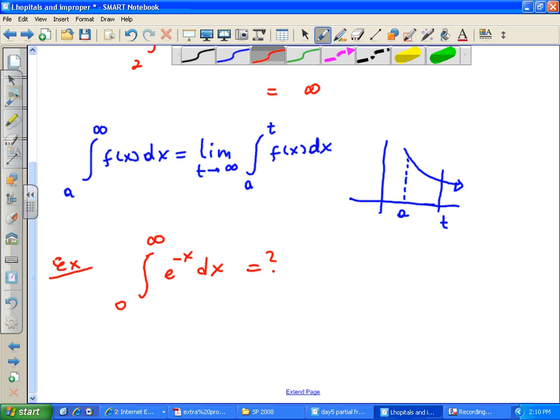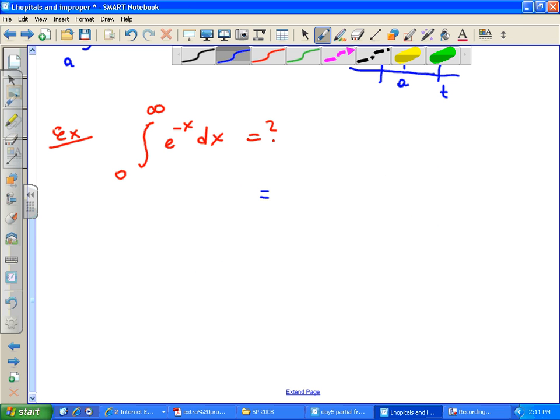First, forget about the limits, right? Let's first find the integral here. What is this integral? How do you integrate e to the constant times x? Say e to the 5x. How do you integrate e to the 5x? E to the 5x divided by 5, right?